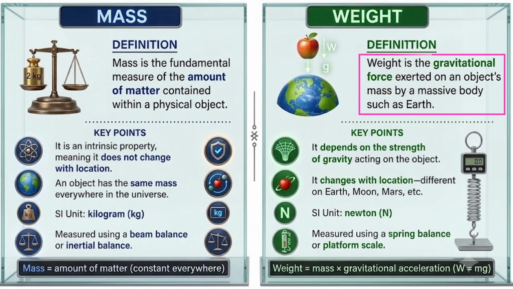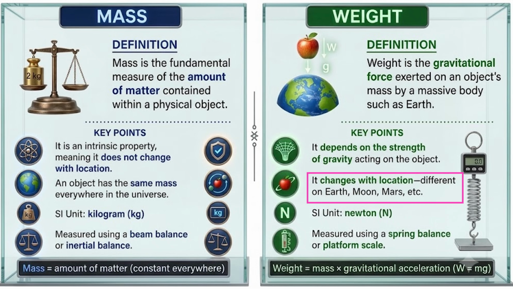Weight is the gravitational force acting on an object's mass. It depends on the strength of gravity, so it changes from one planet to another. Simply remember, mass is the amount of matter, while weight is the force of gravity acting on that matter.